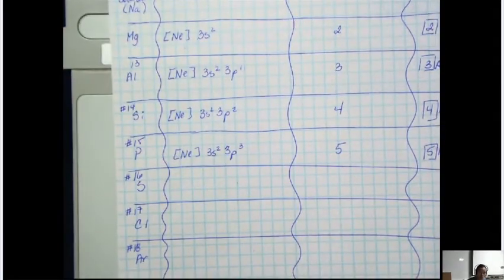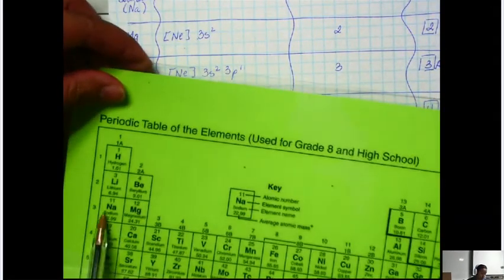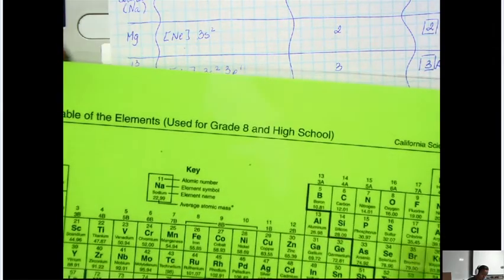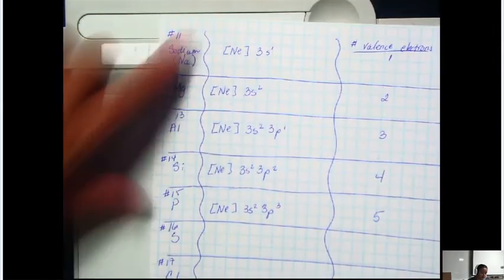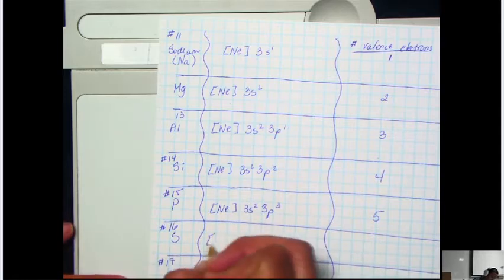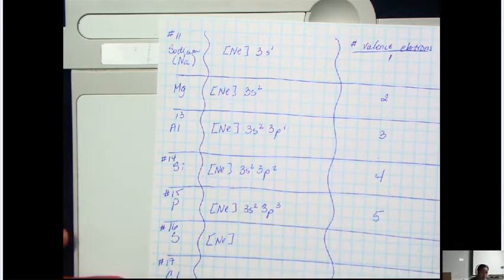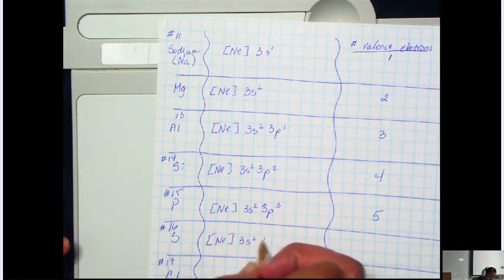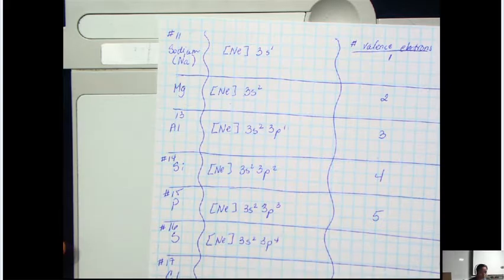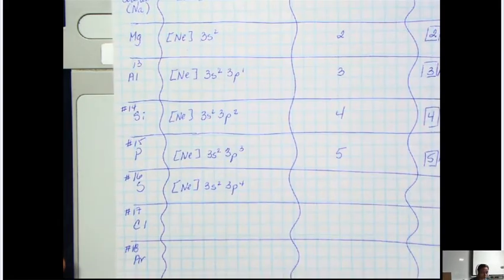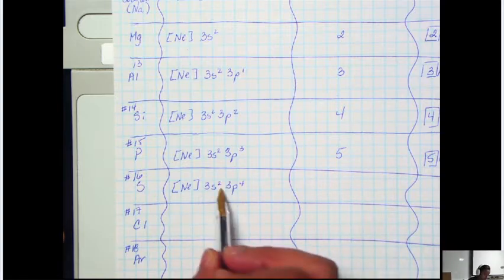So since, again, these are all on level 3, everything that we're doing from sodium on, these are all on level 3. Okay? So your configuration should all start out the same, except for sulfur, it's the next one. It doesn't end on a 3p3, it ends on a 3p4. So we have 3s2, 3p4. How many valence electrons? 6. 2 plus 4 is 6.